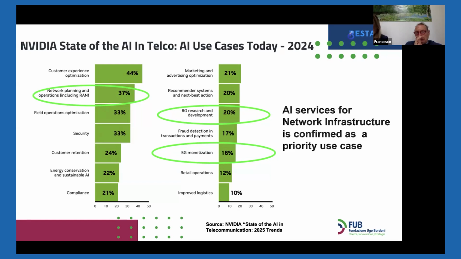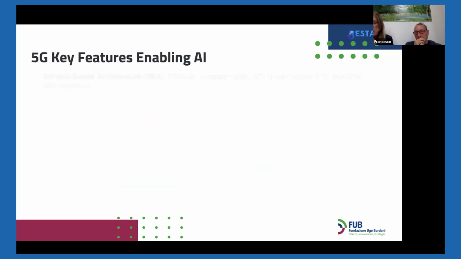And we also have to consider the professionals who noted that they are investing in AI, in 6G research and development, and in 5G monetization. In reality, 66% of them confirm that they are investing in deploying AI services for the RAN or for the core network. So we can say that AI services for network infrastructure are really confirmed as a priority use case. And so we can move to the next slide.